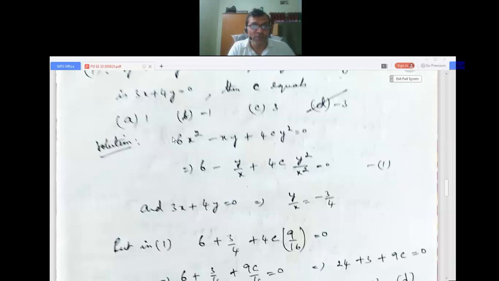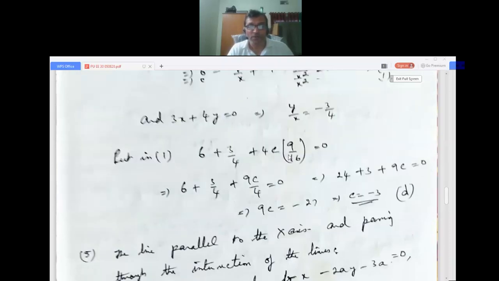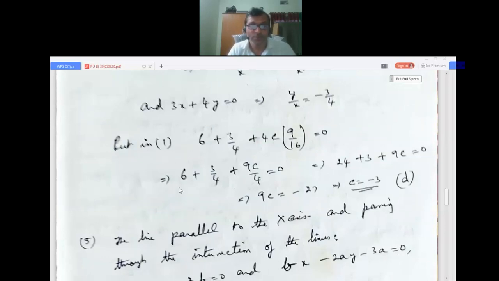Then I use it, it is given one line of this pair of straight lines. One line is 3x plus 4y equals 0. From this I can get y by x equals minus 3 by 4. I substitute here. So I get 6 plus 3 by 4 plus 4c 9 by 16 equals 0. From this I get 6 plus 3 by 4 plus 9c by 4 equals 0. I get 9c equals minus 27. So c equals minus 3, which is the fourth option. I hope it is clear to you.